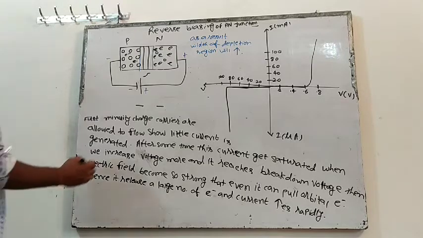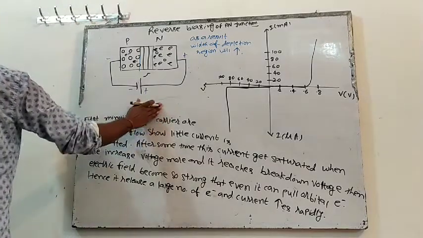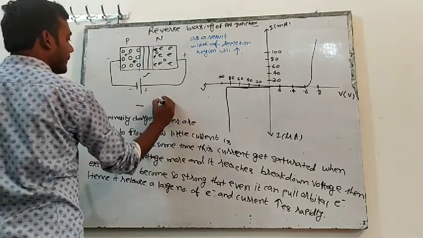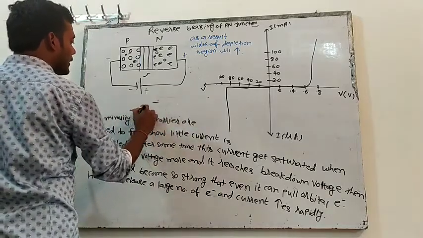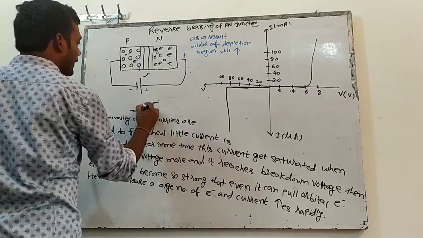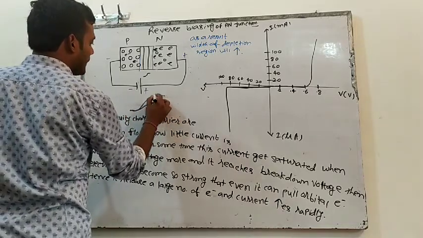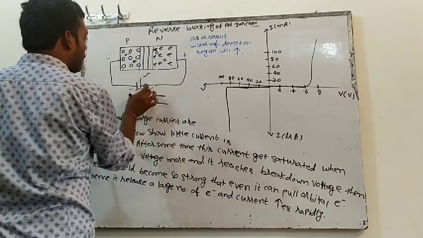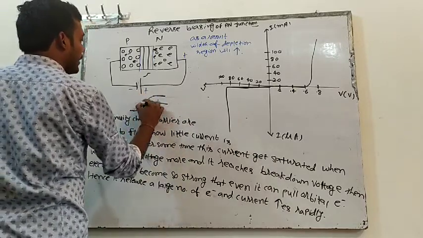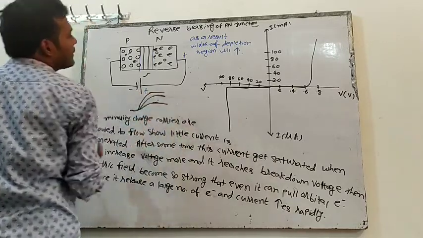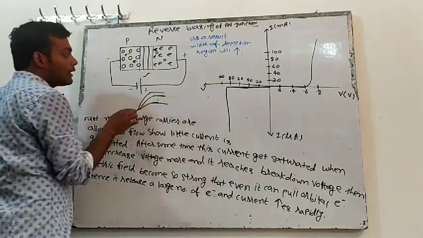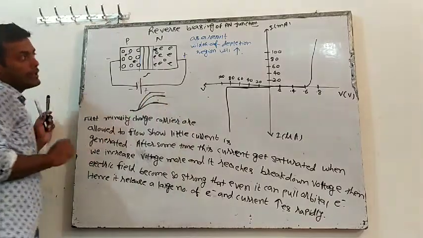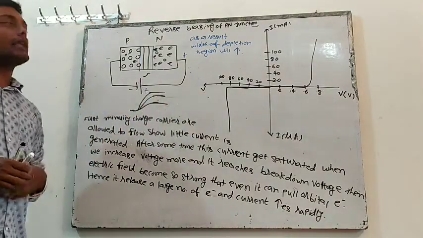So now what will happen? If the initial potential barrier was like this, it will increase like this. And when we increase this potential further, it will increase like this. So what is happening? This is high voltage, this is low voltage, and the difference between high voltage and low voltage will increase. That is, the potential barrier will increase.